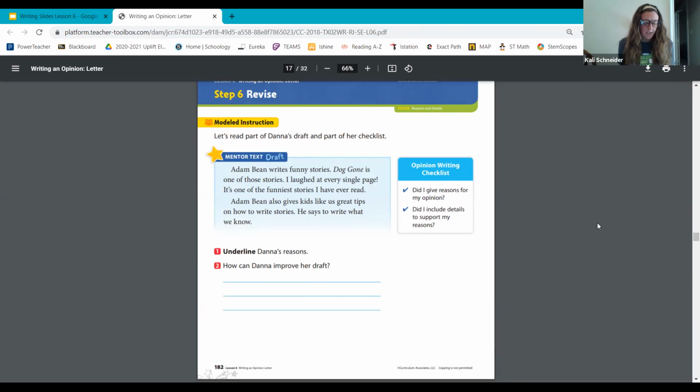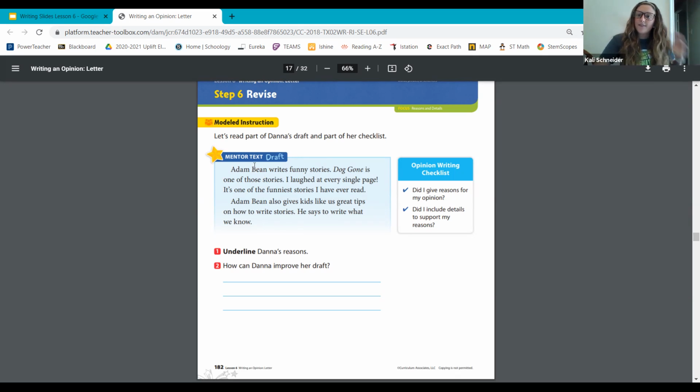On page 182, it says, so today we're going to begin revising your opinion letter. And remember that revising is a very important part of writing for all writers because we want to make sure we publish our very best writing and we put our whole thoughts in complete sentences. So let's read what it says for our instructions. So let's read part of Dana's draft and part of her checklist. So let's go ahead and look.